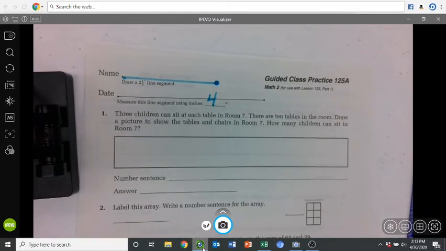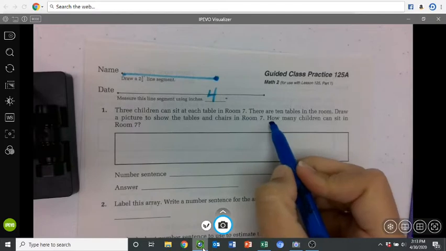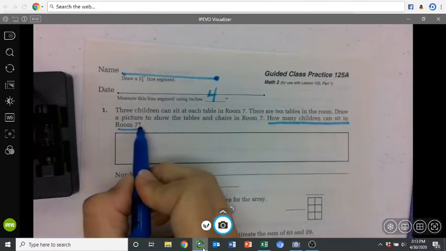3 children can sit at each table in room 7. There are 10 tables in the room. Draw a picture to show the tables and chairs in room 7. How many children can sit in room 7? All right, so my question is, how many children can sit in room 7?